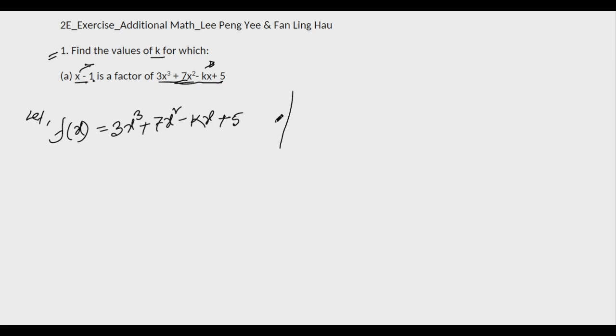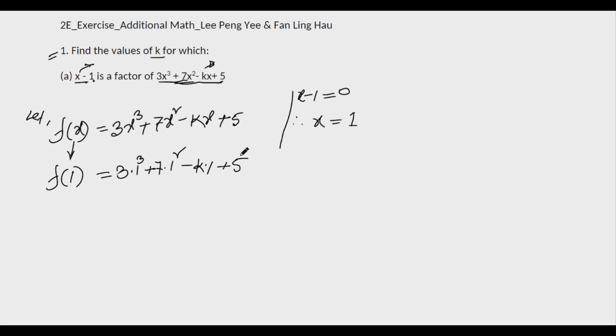Now we should find the value of x by putting x minus 1 is equal to 0. Then we will get x is equal to 1. So if we put the value of x here, we will get f of 1 is equal to 3 into 1 cubed plus 7 into 1 squared minus k into 1 plus 5. And according to the remainder theorem, this expression must be 0.